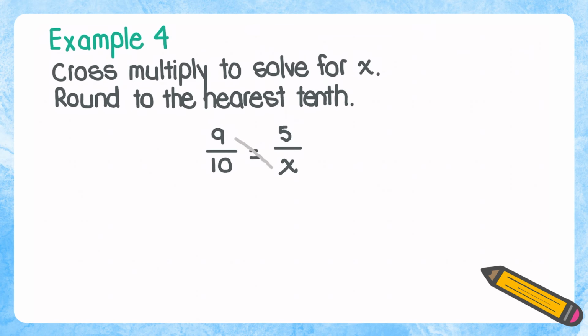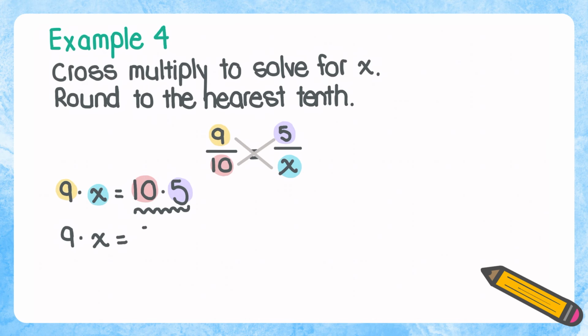We're going to cross multiply. So 9 times x will equal 10 times 5. We cross multiplied. Now let's simplify this equation. We know that 10 times 5 is 50, so we have 9 times x equals 50. To solve for x, we need to divide both sides by 9 because division is the opposite of multiplication.